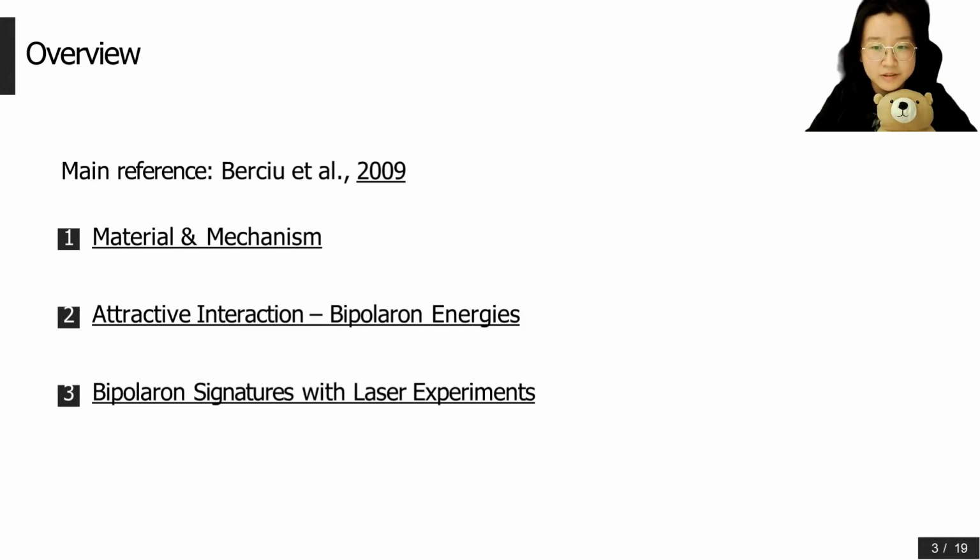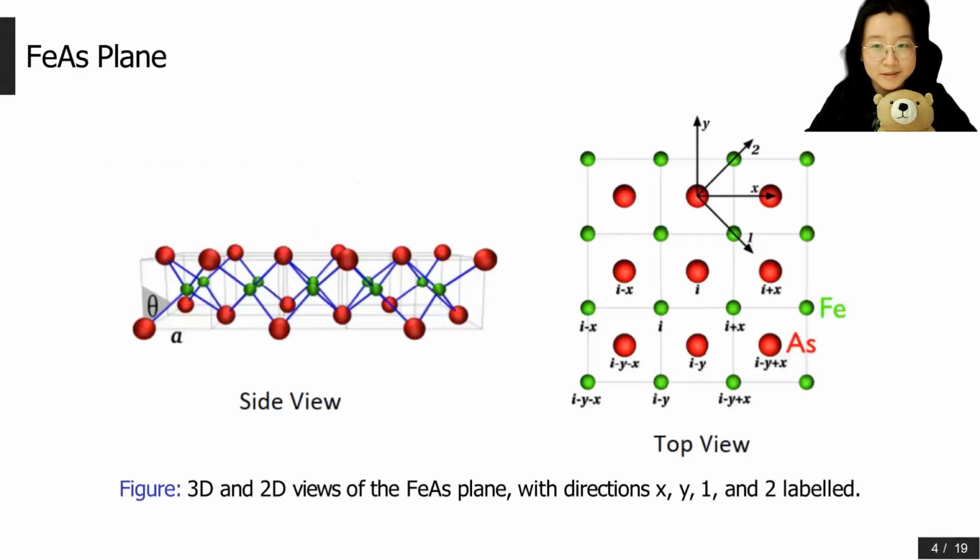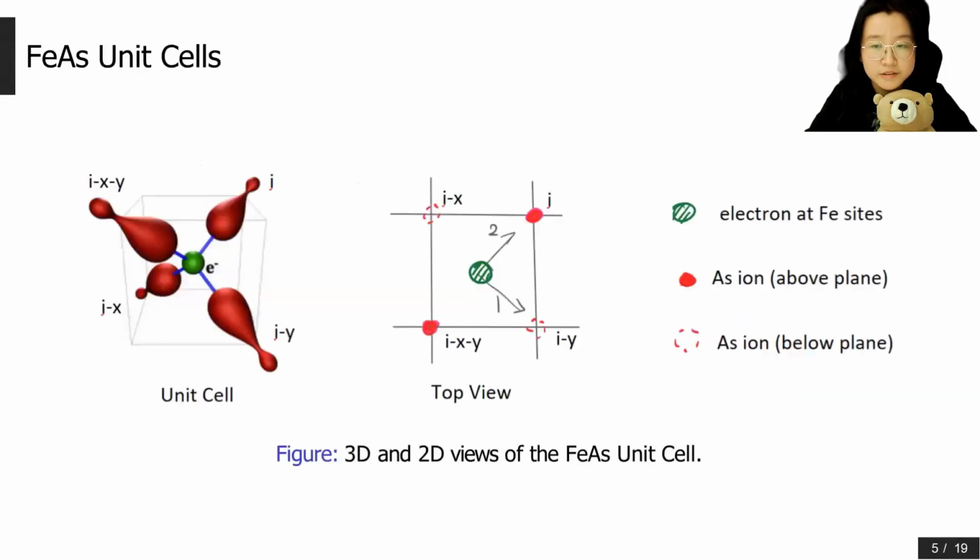Iron arsenide is a quasi-2D structure with layers of these iron arsenide sheets stacked together. Here we show a 3D view of one slice of iron arsenide with red indicating arsenic and green indicating iron atoms. Zooming in to one unit cell of iron arsenide, we find the layer of iron is sandwiched between the two arsenic layers, and the arsenic above and below the iron plane lies on opposite diagonals of the cube.